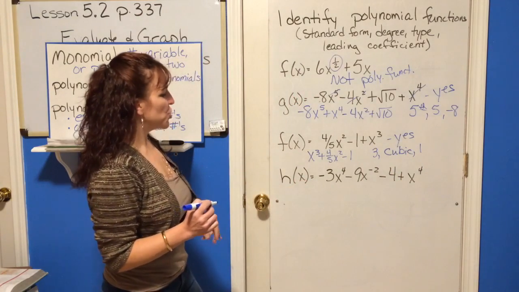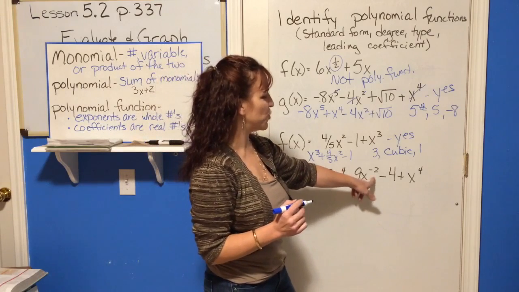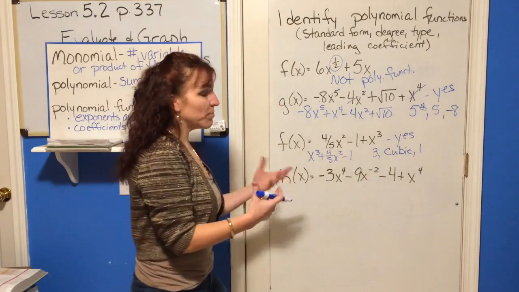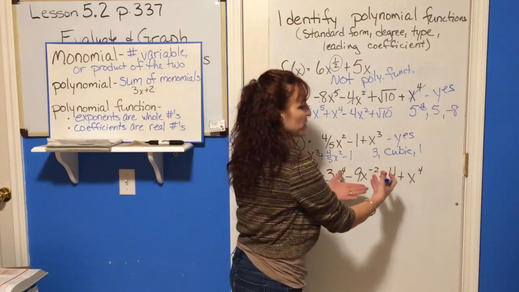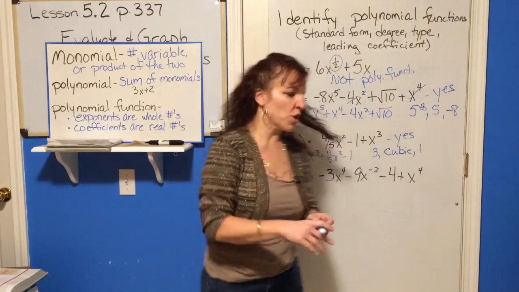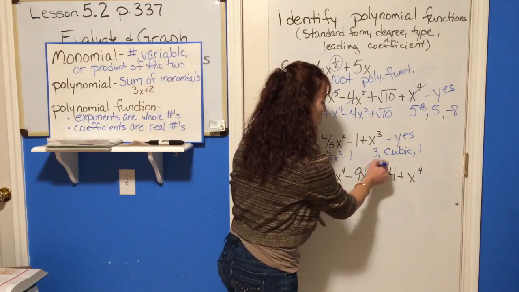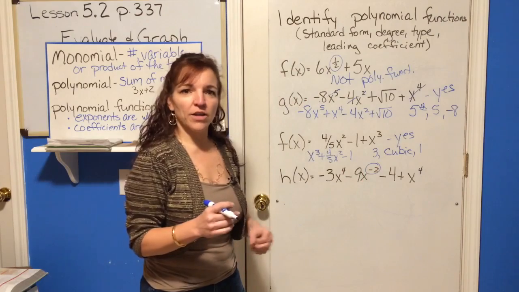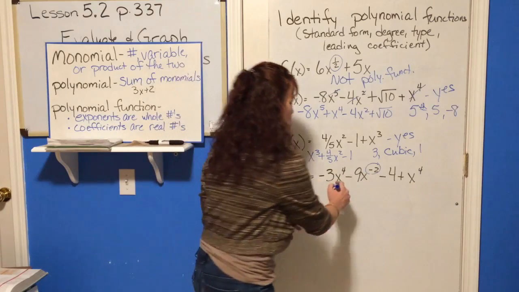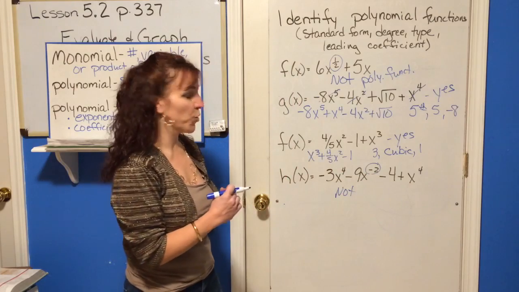All right. H of x equals negative 3x to the 4th minus 9x to the negative 2 power minus 4 plus x to the 4th power. So first, now my brain immediately says, oh, we can put those 4th powers together, and that's true, but right now that's not what we're doing. Let's first decide, is this a polynomial function? Are my exponents all whole numbers? And if you'll remember, whole numbers are your counting numbers, and negative 2 is not a whole number. So this is not a polynomial function. So you're actually finished with that one, and I don't get to put my 4th powers together.